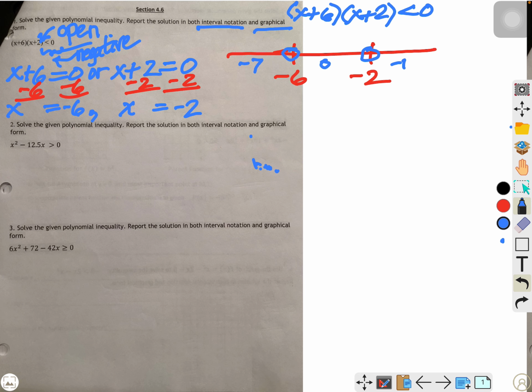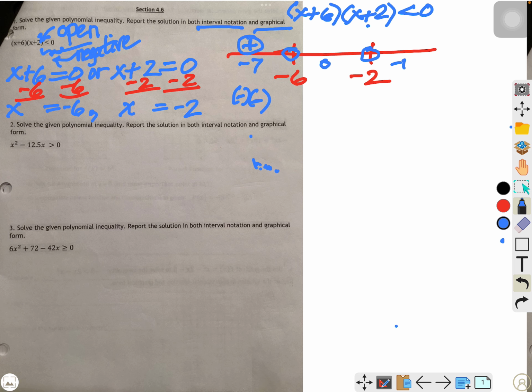So when we plug those back into the original inequality, we're going to get negative 7 plus 6 in the first quantity, and that's going to give us negative 1. I'm only interested in the sign rule at this point. Plug negative 7 into the second quantity, and I get negative 5. That's a negative. So a negative times a negative is going to give me a positive for this region.